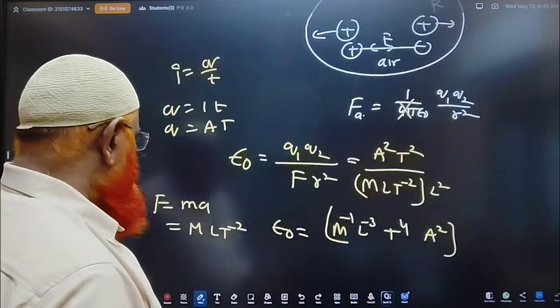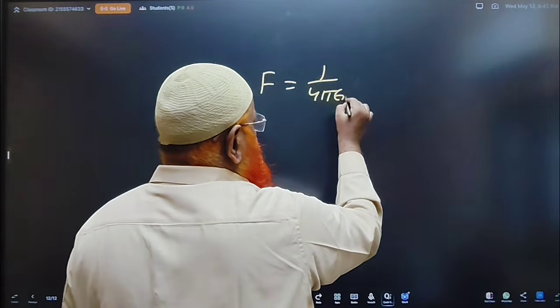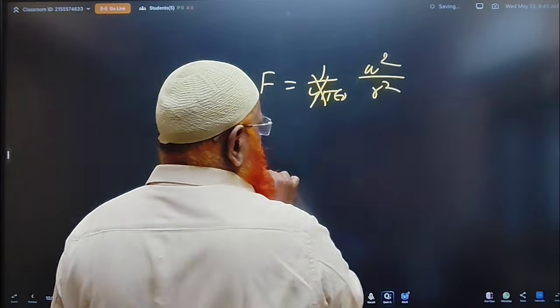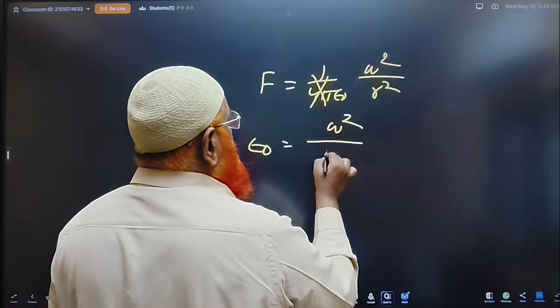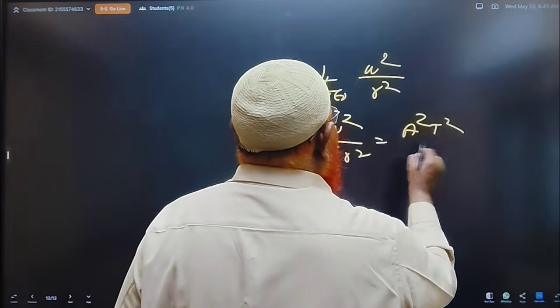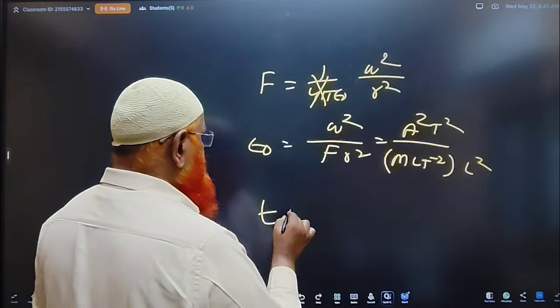How will you do this one then? Very fast, because after practicing so many times you write F is equal to 1 by 4 pi epsilon naught q1 q2, no, q square directly by r square. Okay, 4 pi does not have dimensions, epsilon naught q square by F into r square. Q square is nothing but Q, we already know, A square T square, F means M L T power minus 2, you get used to doing this, L square. Okay, ready, your formula is ready.